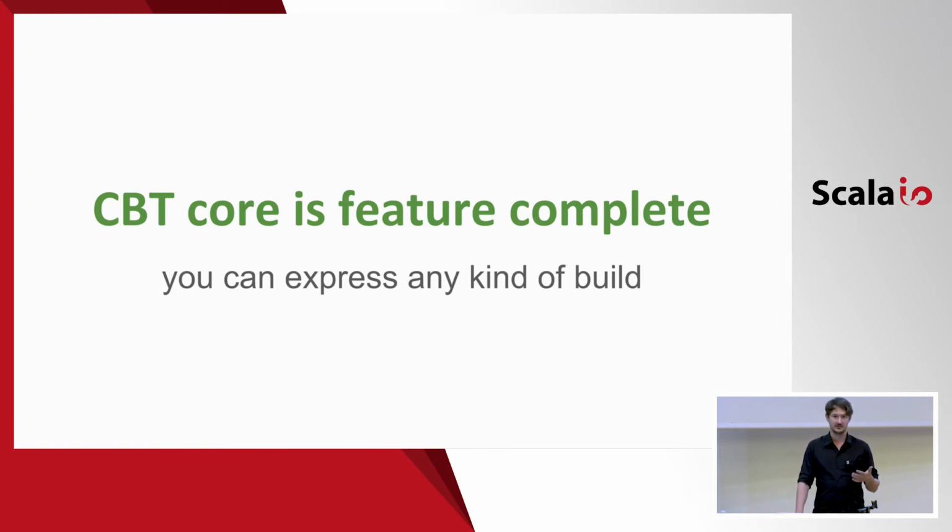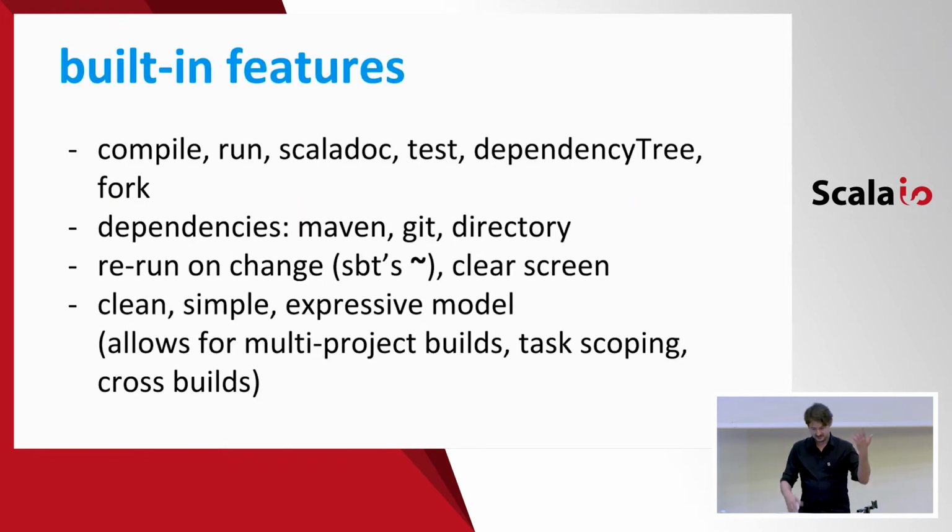Like the last pieces came together maybe a year ago when I realized the solution for a bunch of concepts that until then I didn't know how to do. It's all the features that you could think of: compiling, running, Scala doc, testing, dependency tree, forking the JVM when you run stuff, dependencies on Maven, but also you can depend on Git repositories or directories. There's the looping when files change, that you redo some task. There's a very clean expressive model for expressing multi-project builds, expressing task scoping and cross builds and stuff like this. We'll get to this. It's one simple building block that makes all these things happen, which is actually very nice.